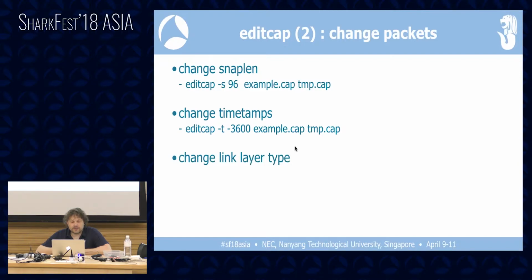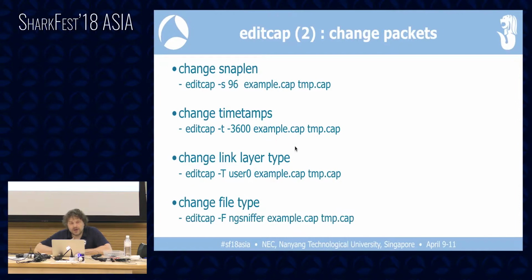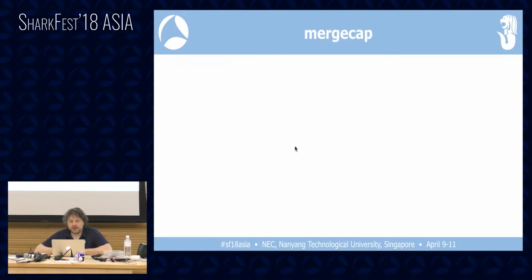Then you can change the link layer type. I've almost never used that. There are some use cases. Or you can change the file type. If I have an old DOS sniffer file and I want to make it a PCAP file to be able to use it in other tools, I can use this to turn it into a PCAP file. And you can do that for all the capture file formats that Wireshark supports. So you can translate the files. Then when we split the files, it's also nice to be able to combine files, and that's where mergecap comes in.